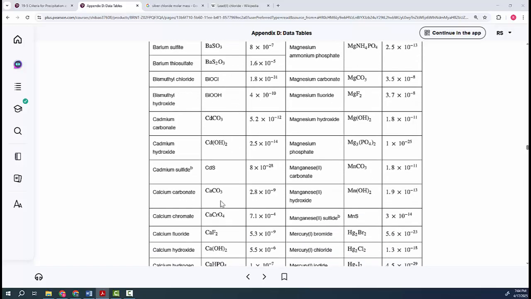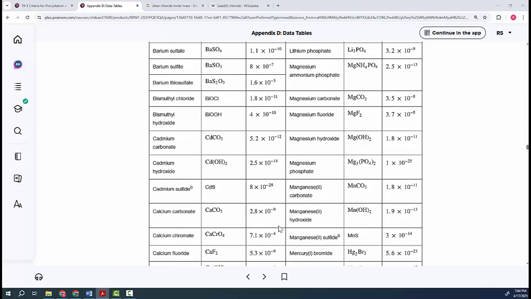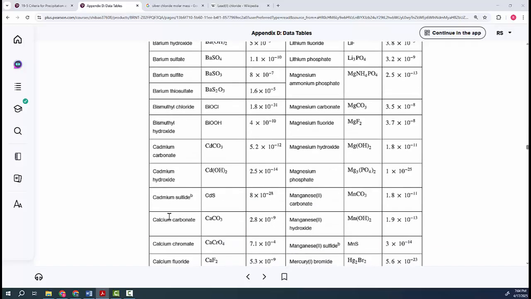However, if we're comparing one that splits up into 4 ions and another that splits up into 3, it's best to calculate the solubility. But before we do that, I want to figure out which of the 2 plus cations is the least soluble: calcium, magnesium, nickel, and zinc. So let's go to calcium hydroxide and take a look.